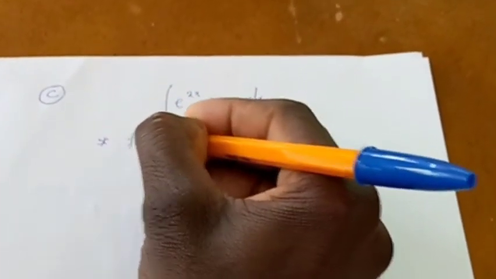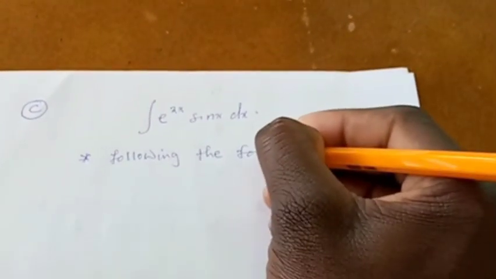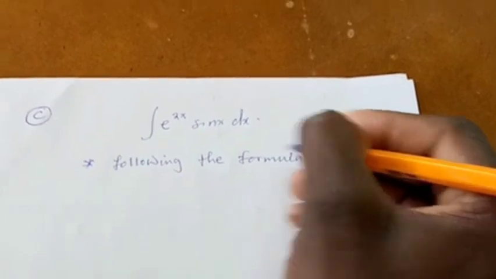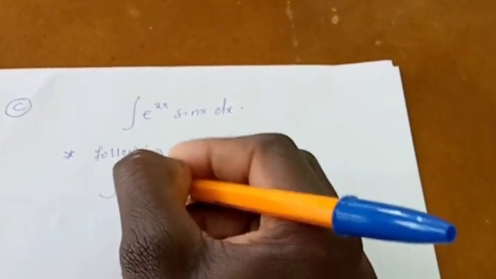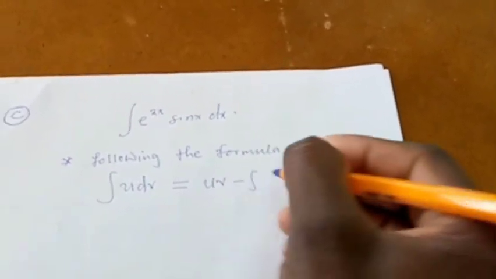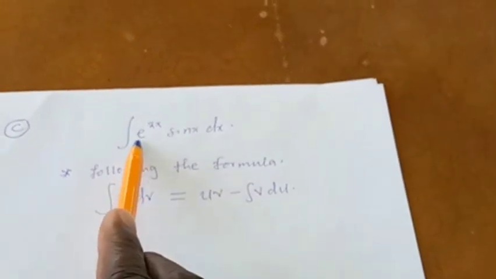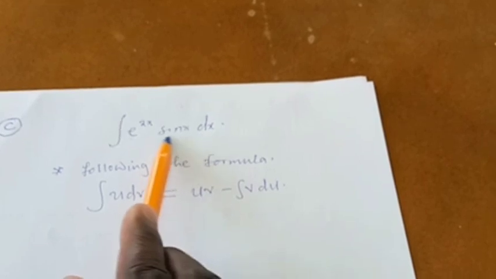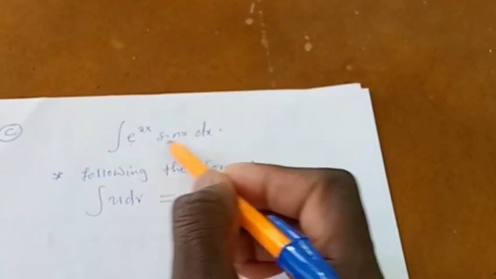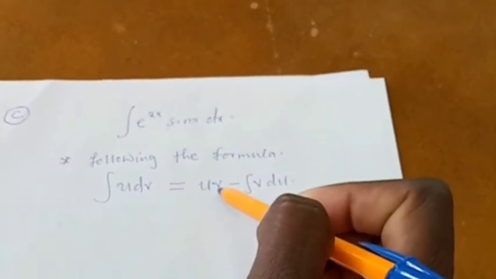So here, following the formula, which is integral of u dv equals uv minus integral of v du. Automatically, I can just put this one to be my u, and then this one to be my v. So for v we take the part that has been integrated. If you are to integrate this one, that is what I'm going to put where there is a v.